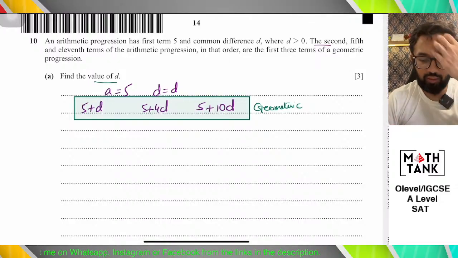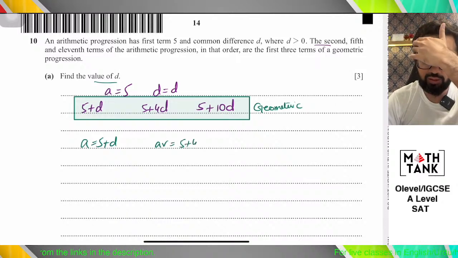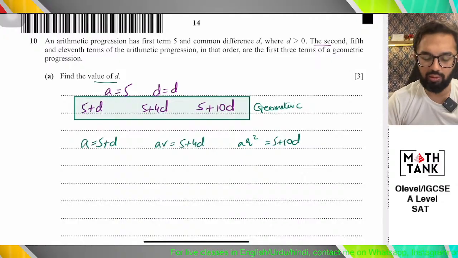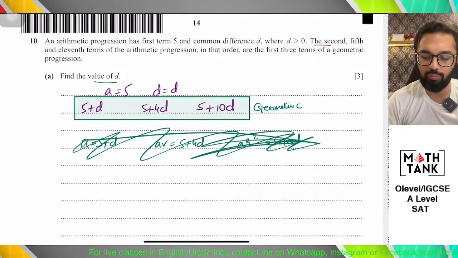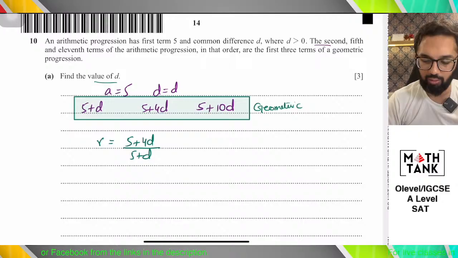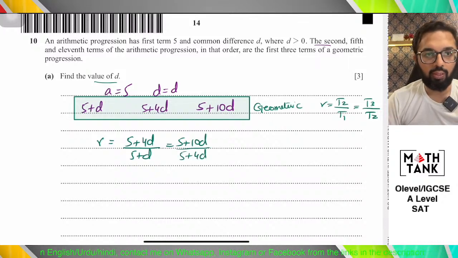Now there are two ways to do it. Either I could say that a equals 5 plus d, then ar equals 5 plus 4d, and ar squared equals 5 plus 10d. Now I don't like doing it like that. When you have consecutive terms in a geometric progression, you can simply use the concept of r. r comes from term 2 divided by term 1, or term 3 divided by term 2, and so on. If you had more terms, you could do a further thing.